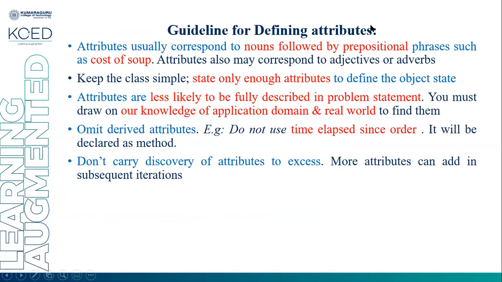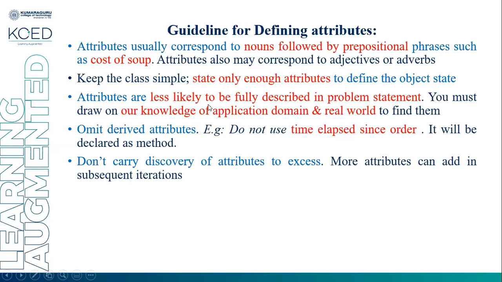Guidelines for defining the attributes. Attributes usually correspond to nouns followed by prepositional phrases, such as the cost of a soup. Attributes also may correspond to adjectives or adverbs. Keep the class simple. State only enough attributes to define the object state. Don't define so many attributes.